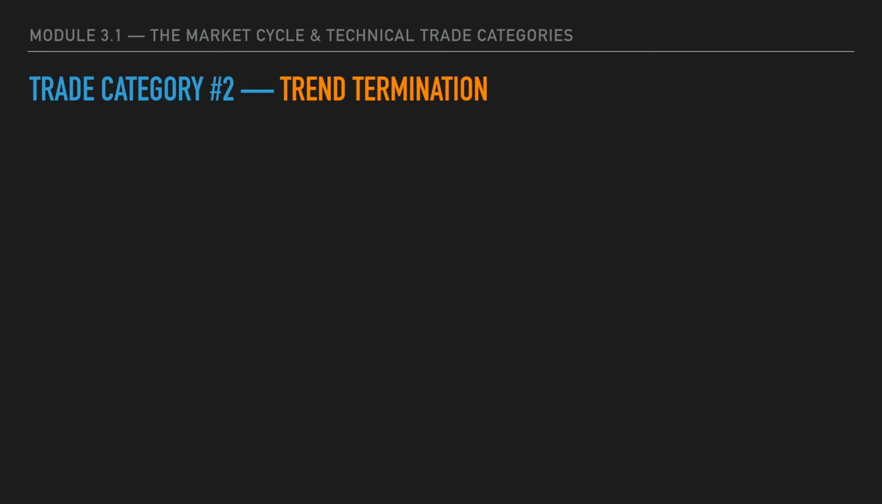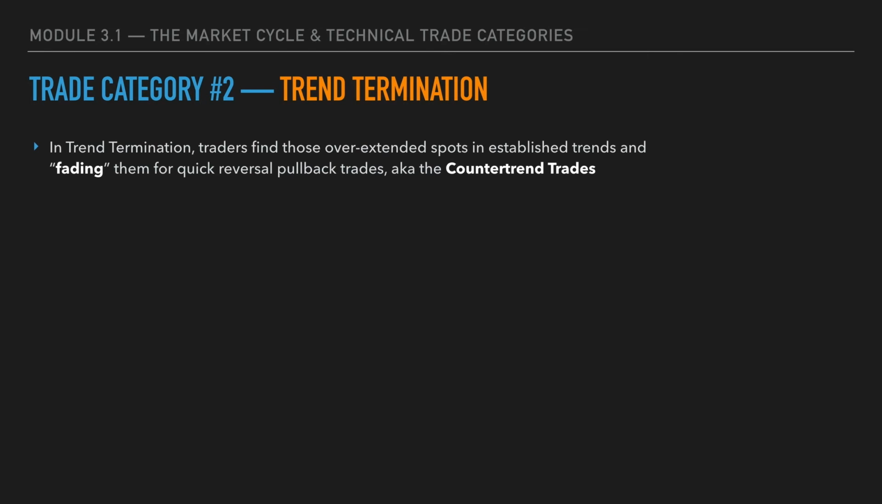Trade category number 2, trend termination. In trend termination, traders find those overextended spots in the established trends and fade them, or short them as we call it in trading, for quick reversal pullback trades. They are also known as counter trend trades. The most ideal setups can be found in the markup and the markdown stages.